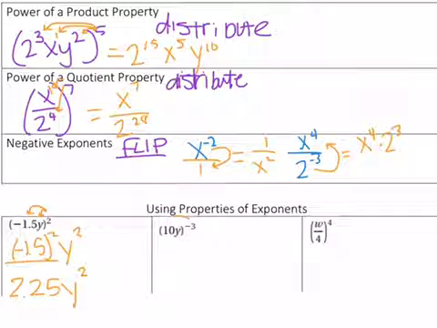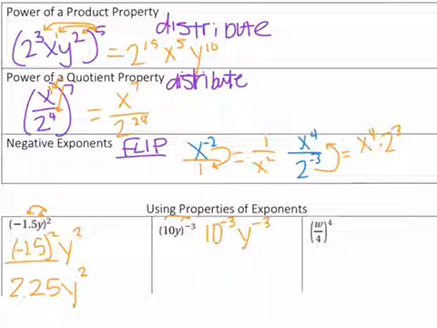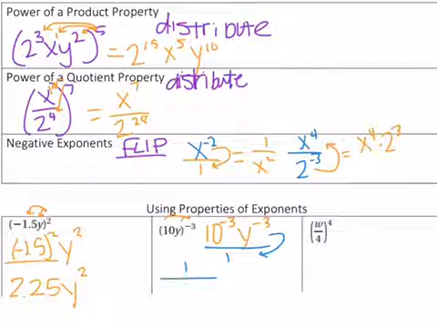The next one is the same, so we go ahead and distribute it. So we now have 10 to the negative 3rd power and y to the negative 3rd power. Now we have these negatives going on, so we are going to move both the 10 and the y, and we're going to flip it to get rid of our negative signs. So now we have 1 over 10 to the 3rd power, y to the 3rd power. The action of flipping the fraction gets rid of that negative.